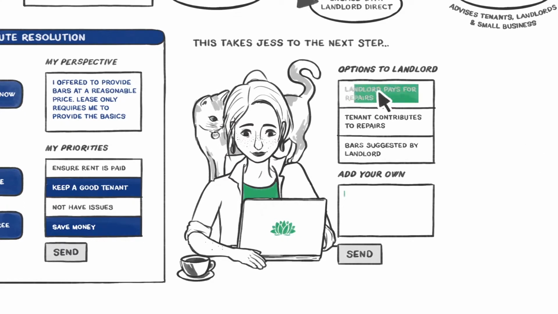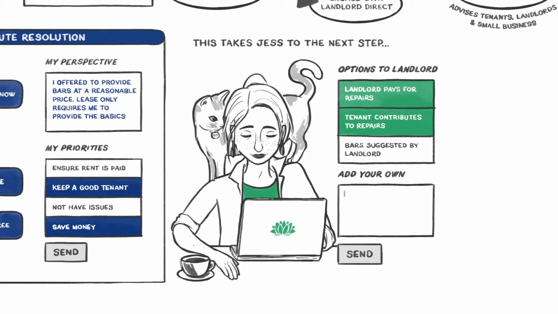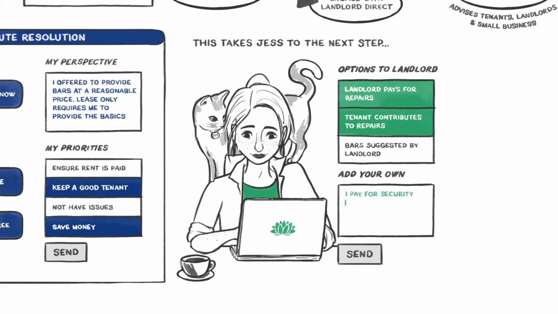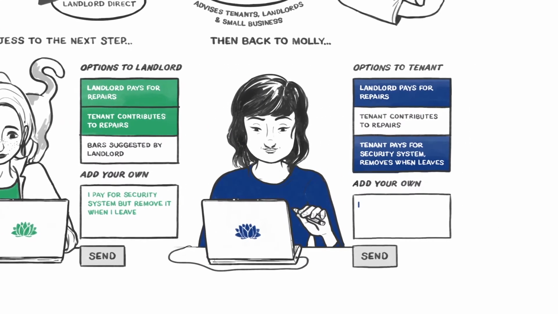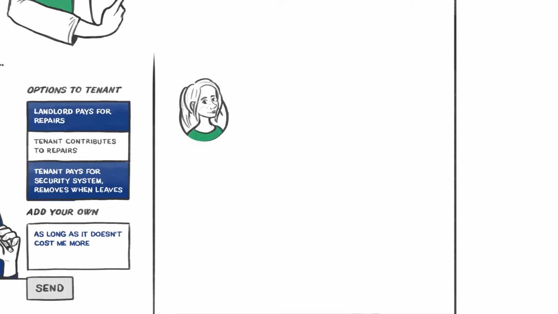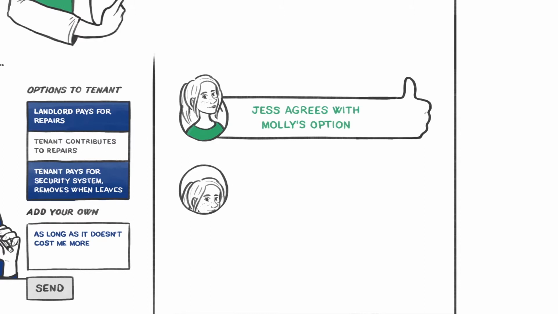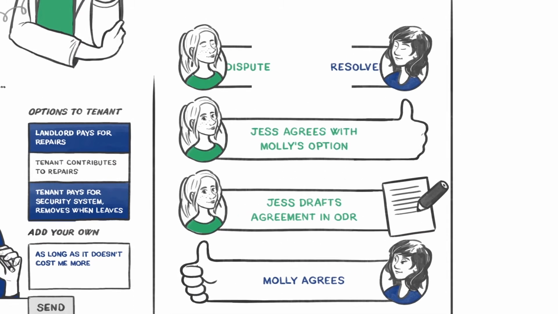She chooses landlord pays for repairs, tenant contributes to repairs, and adds her own. I pay for a security system, but remove it when I leave. Molly doesn't mind fitting different bars if it doesn't cost her more, so she adds this as an option. Jess is happy with Molly's option and creates a draft agreement in the ODR. Molly agrees to it, and they're good to go.